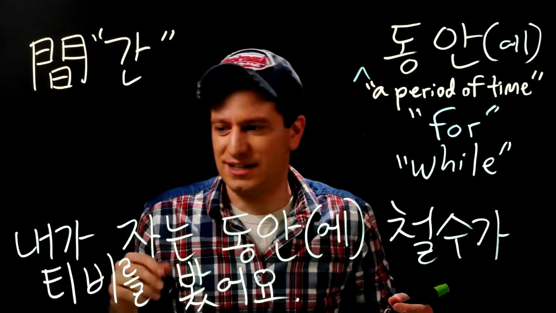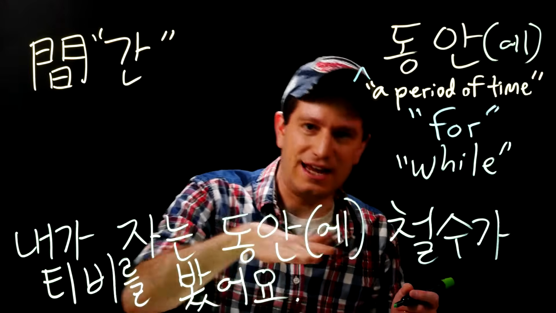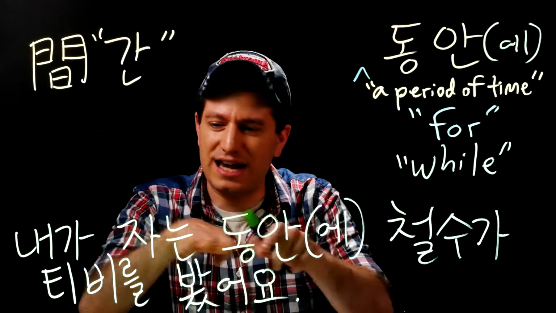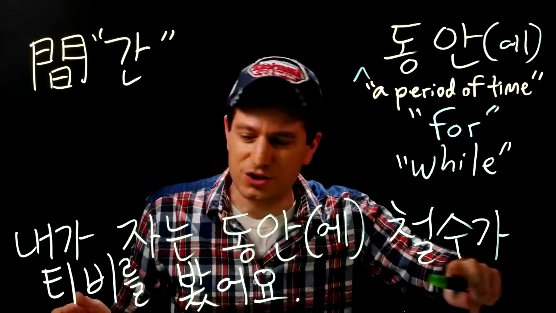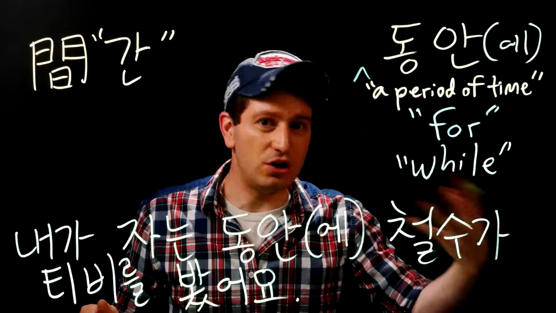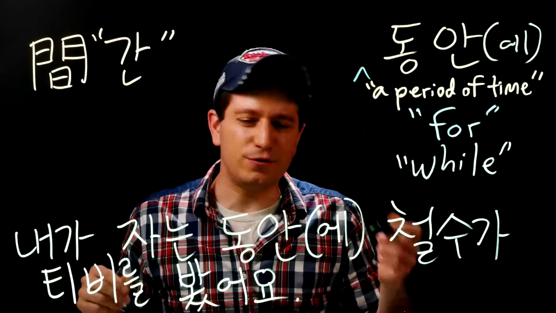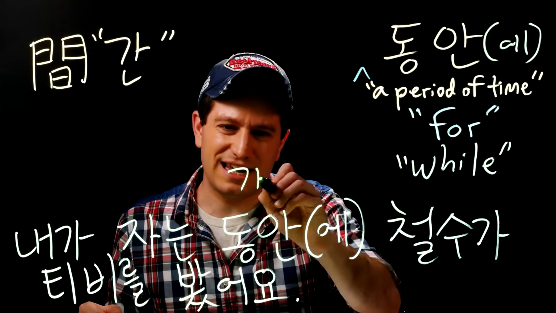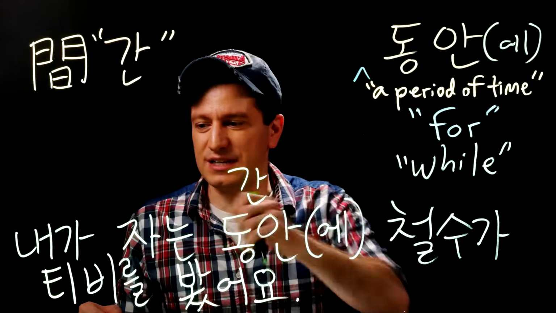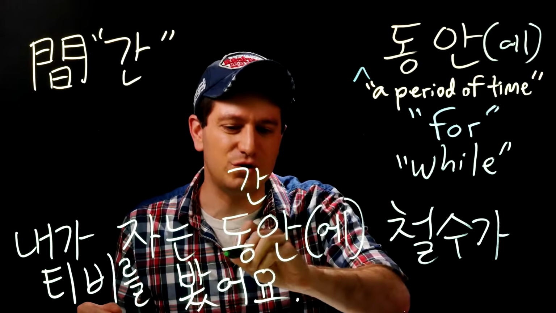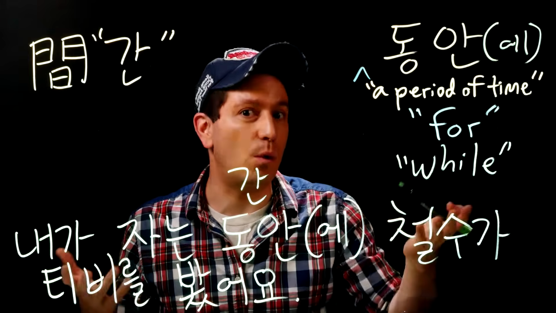So you can have this sentence, 내가 자는 동안에. So while I'm sleeping, literally during the period of time when I sleep, 철수가 TV를 봤어요. So 철수 watched TV while I was sleeping. And for this grammar form, you cannot replace it with 간. If you were to say 내가 자는 간, it wouldn't make sense. So you have to use 동안 when you're using the grammar form while.